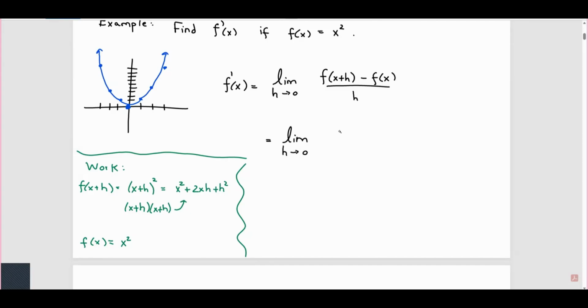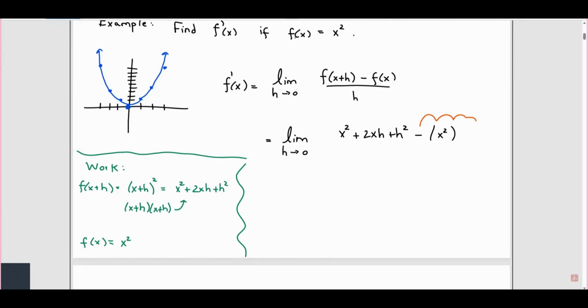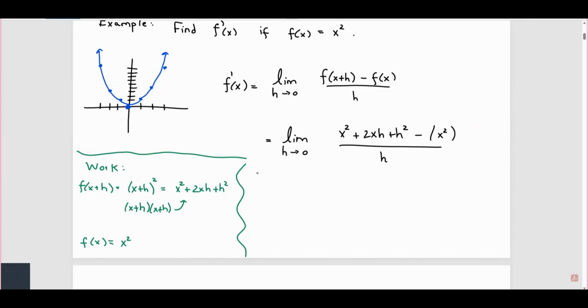f of x plus h is x squared plus 2xh plus h squared minus... Now we're going to be careful. Anytime you have a minus in a formula, you should always have everything that follows it in parentheses because you might need to distribute the negative. So in this case, it's just x squared. But if there had been more terms, I would have had to distribute the negative through them. So you just have to be really careful with that depending on what your function is. So I'm going to keep it in parentheses just because it's a good rule of thumb.